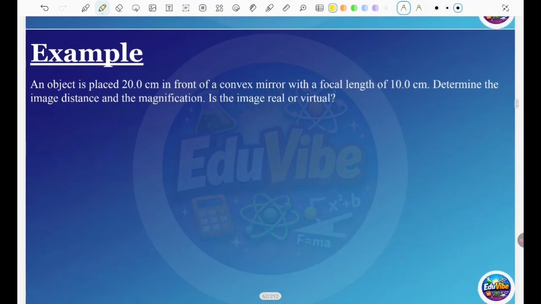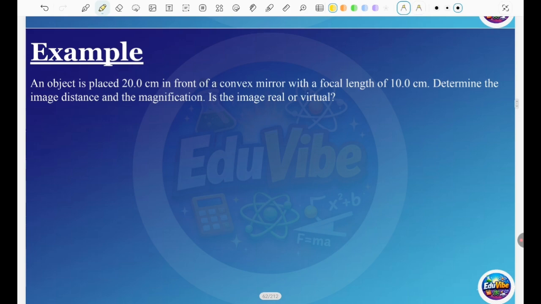Now an example, for more clarity on this topic. When you read the question, you will see more of these things. The object is placed 20.0 centimeters in front of a convex mirror. So we see that there is a convex mirror. What will the focal length be for a convex mirror? This tells you that f is less than 0, which means you have a negative focal length if there is a convex mirror.